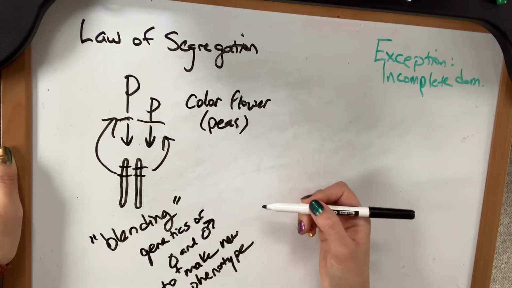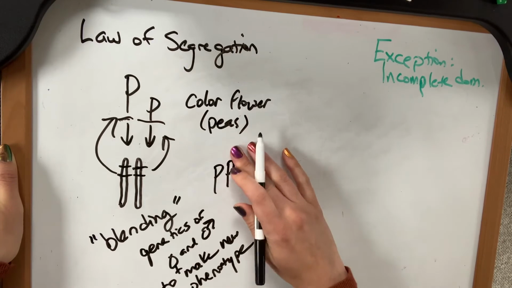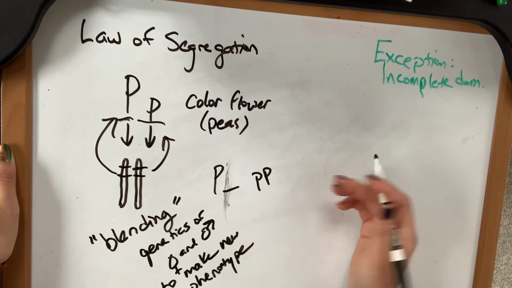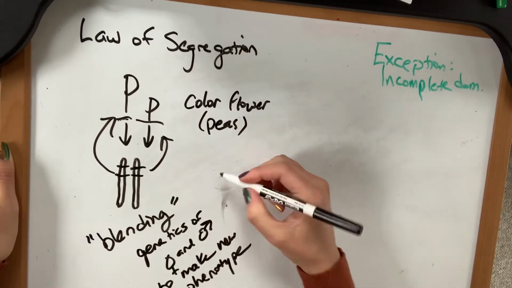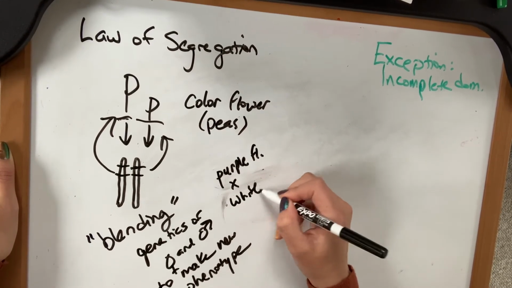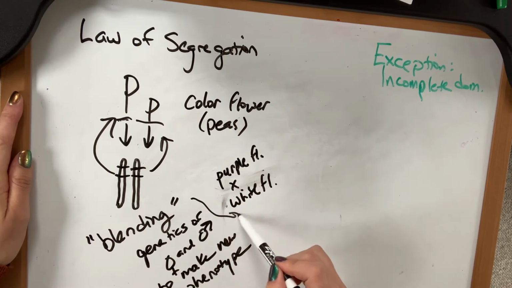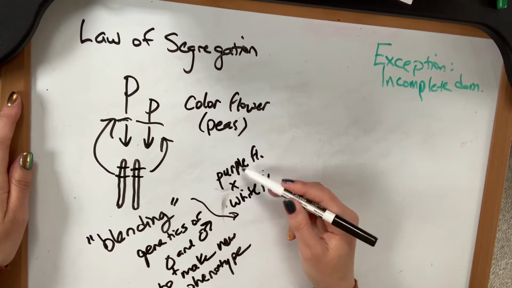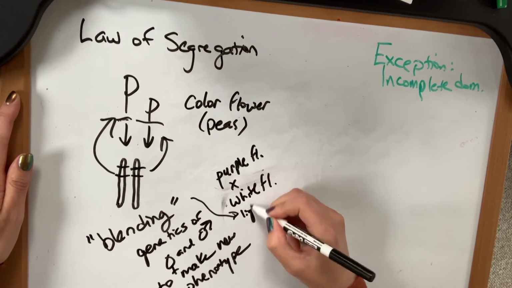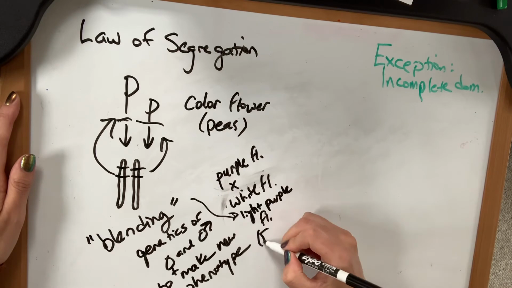So if two parents had different phenotypes, for example, let's do this: if one parent had a purple flower, and the other parent had white flowers, then this blending theory would predict that the offspring would have some kind of intermediate between purple and white, which might be like a light purple flower for the offspring, for F1.